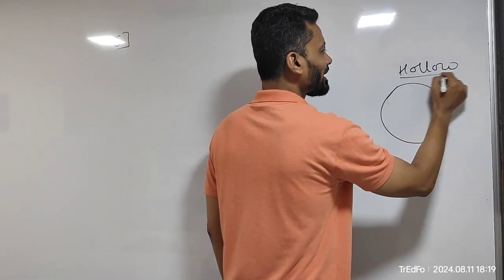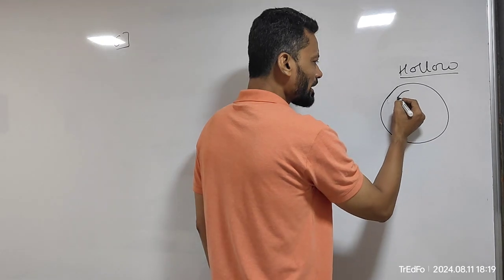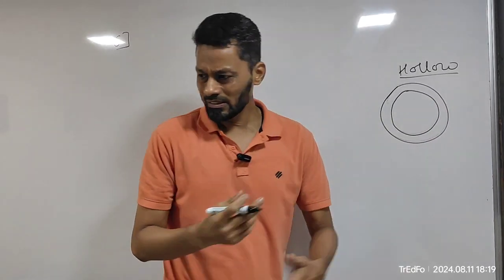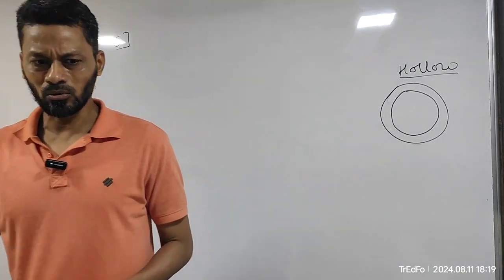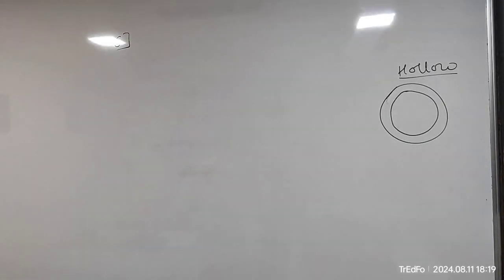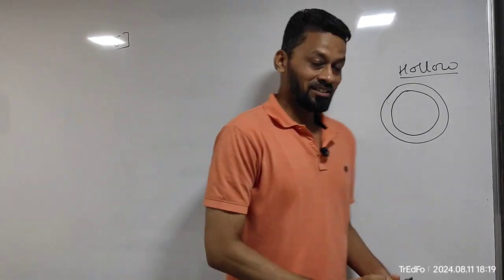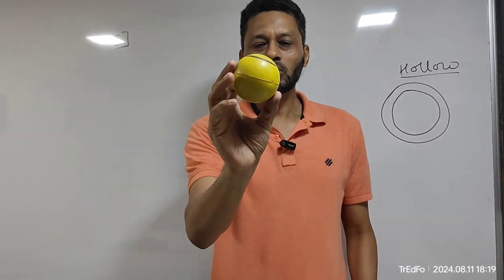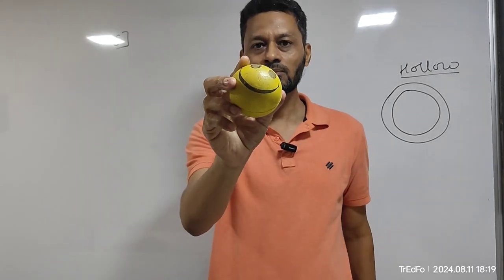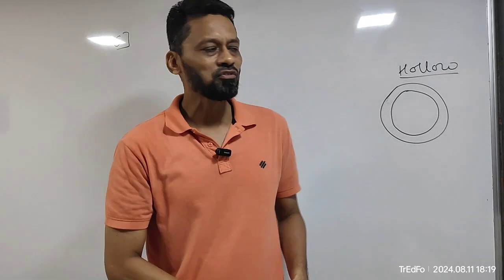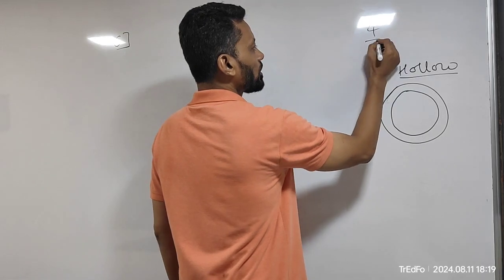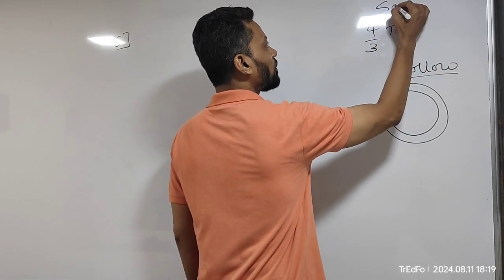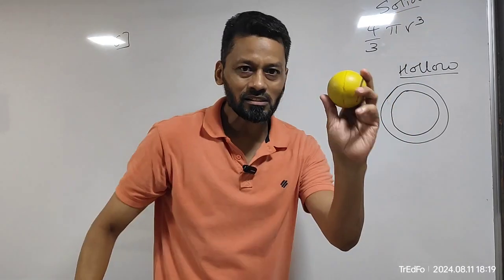Hollow means empty from inside. So that means there has to be one more such object. When I say it's hollow, what do we mean by hollow? I'll just show you an example here. This is my solid sphere because it's completely filled inside. Can you see this? When we write the formula for a sphere, which is 4 upon 3 pi r cube, we are applying this formula for a solid sphere.